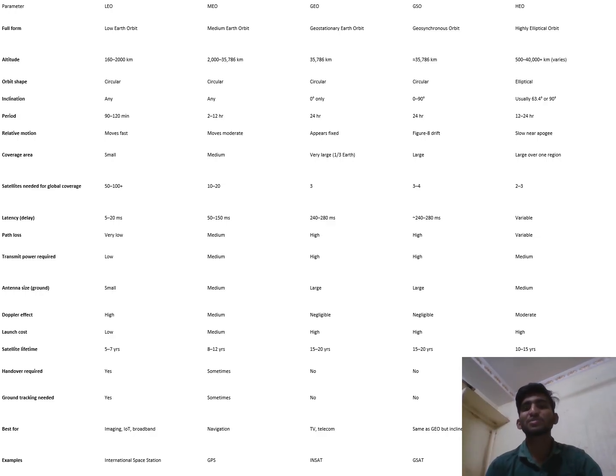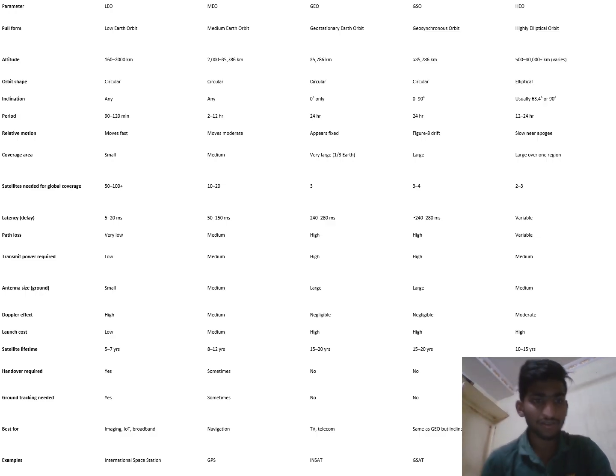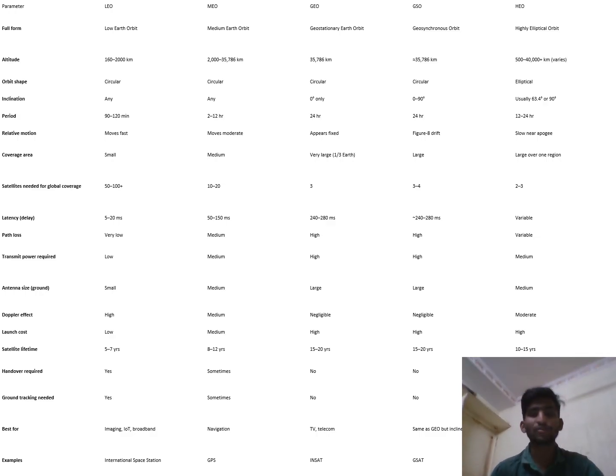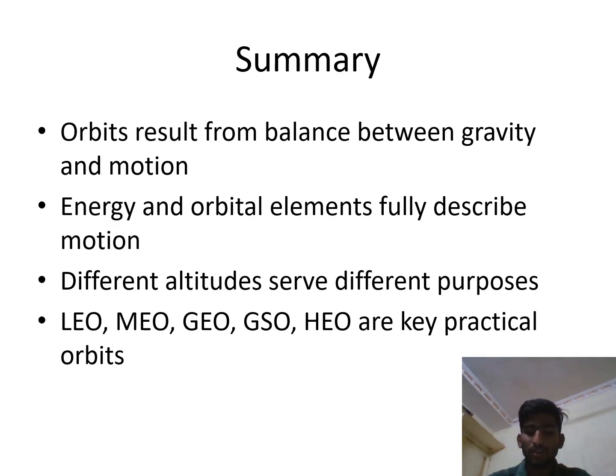We can see the coverage areas. LEO covers a small area, MEO is medium, and GEO and HEO have large coverage areas compared to LEO. Sorry for that. The transmission power required is low in LEO, medium in MEO, high in GEO, and high in GSO. The antenna size is small, whereas GEO and GSO are very large.